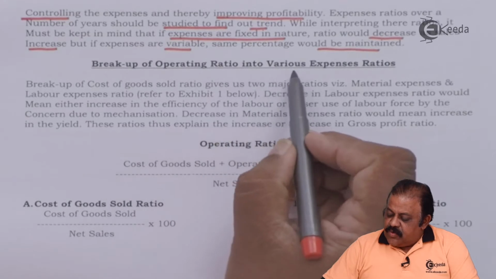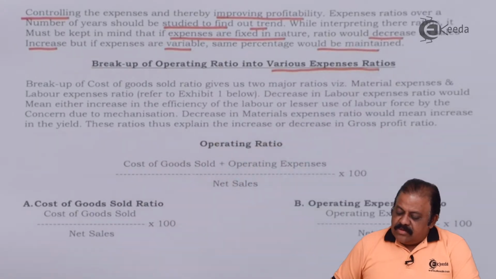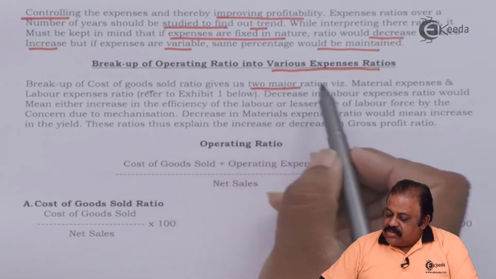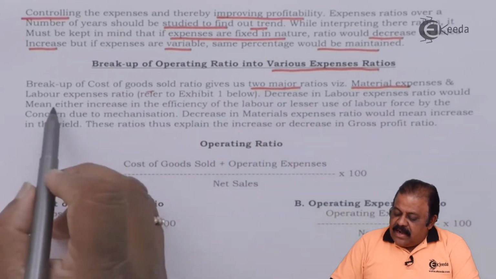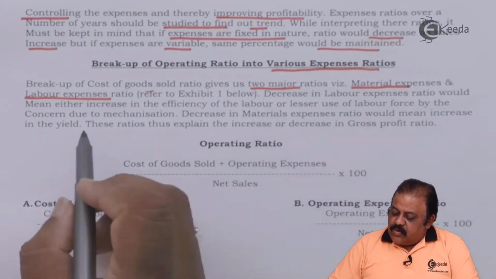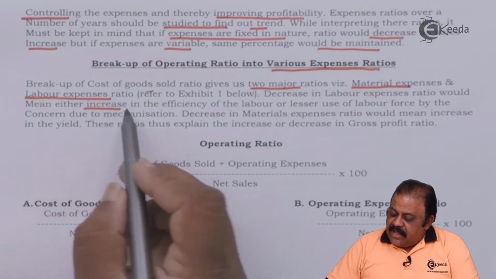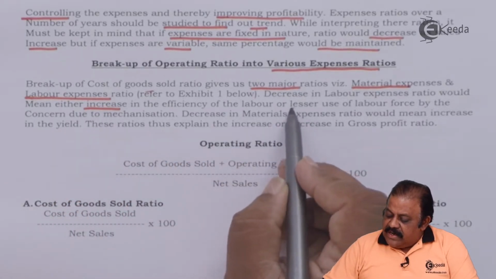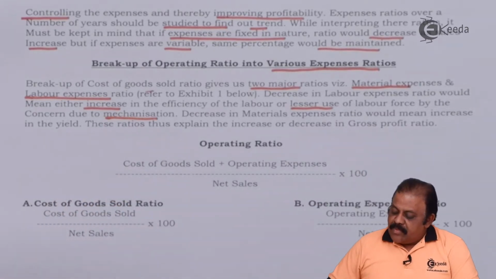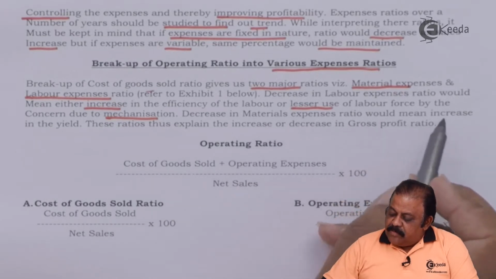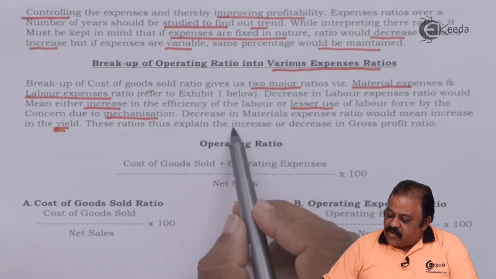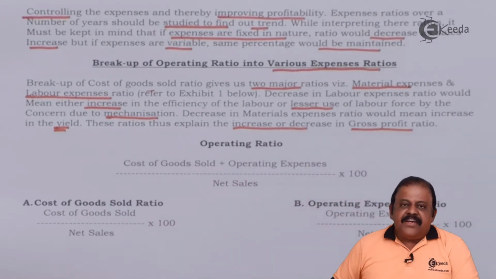Breakup of operating ratio into various expense ratios. Breakup of the cost of goods sold ratio gives us two major ratios, that is the material expense ratio and the labor expense ratio. A decrease in the labor expense ratio would mean either an increase in efficiency of labor or lesser use of labor force by the concern due to mechanization. A decrease in the material expense ratio would mean an increase in yield. These ratios can explain the increase or decrease in the gross profit ratio.